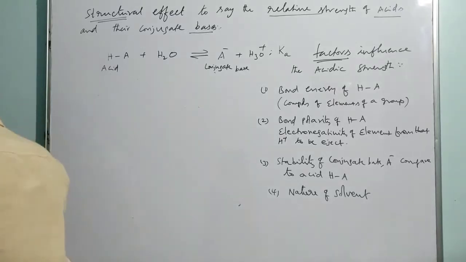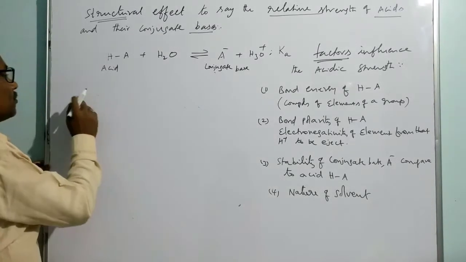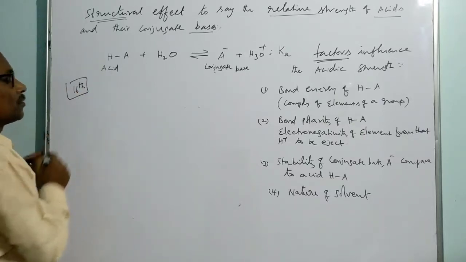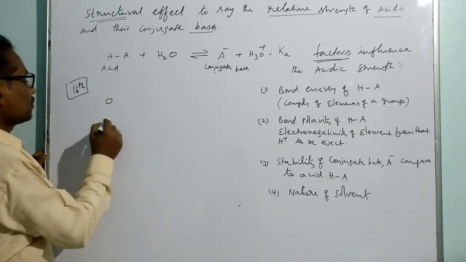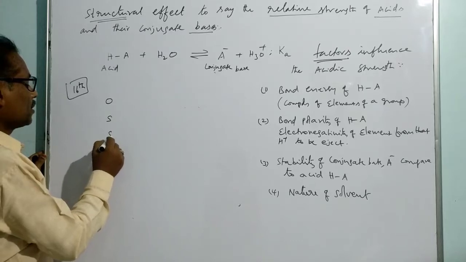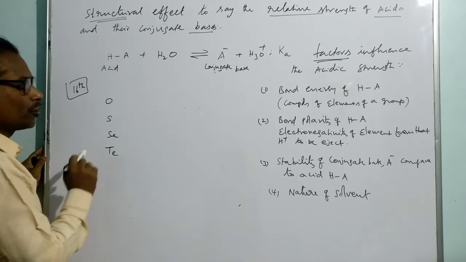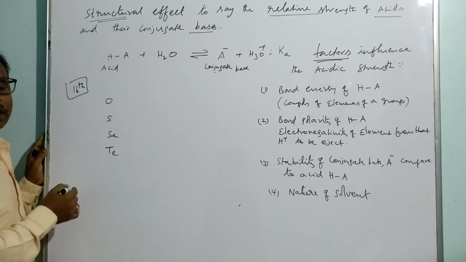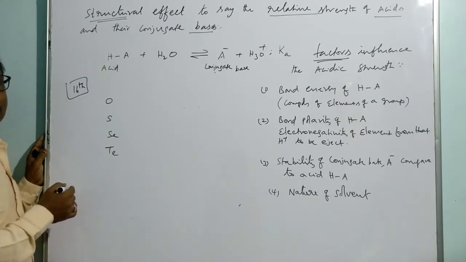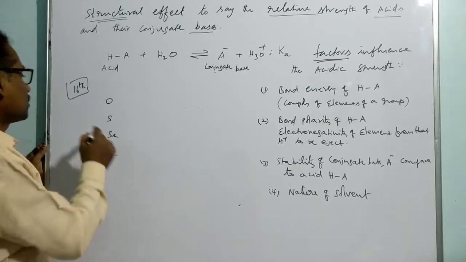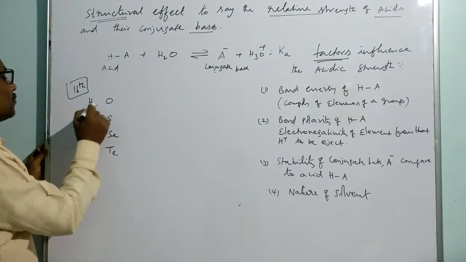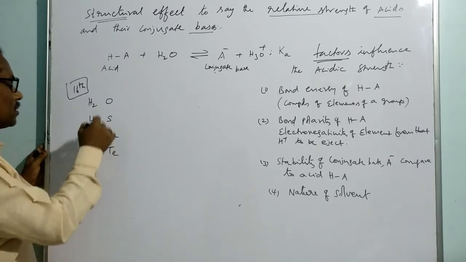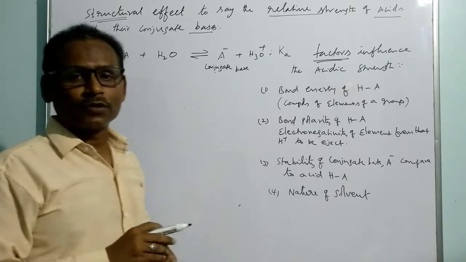Okay, now if we take the elements of group 16, the 16th group, what are the elements of group 16? Oxygen, sulfur, selenium, tellurium, and polonium is radioactive, let me leave it. So what are the compounds resulting where the proton is supposed to be present? That is nothing but hydrides. So the compounds are H2O, H2S, H2Se, H2Te. These are the compounds of group 16.